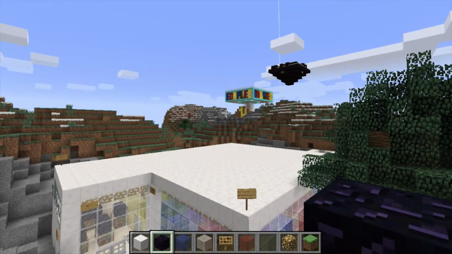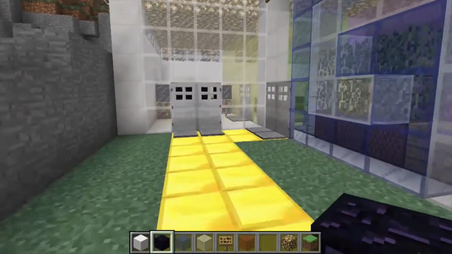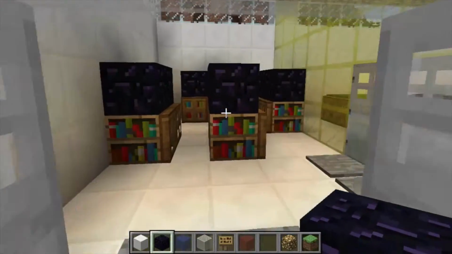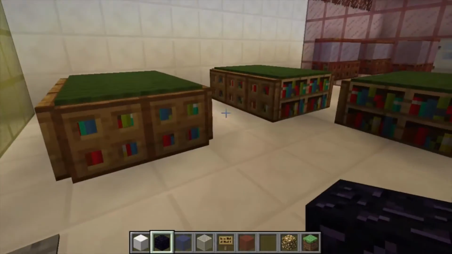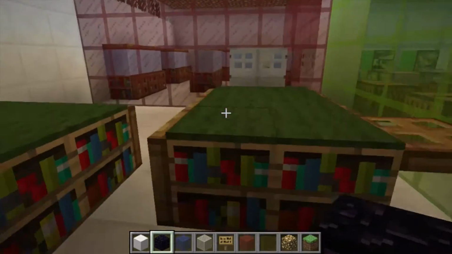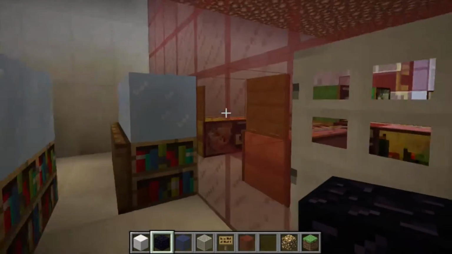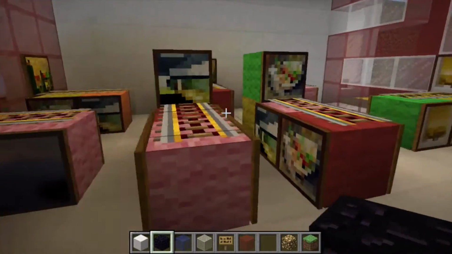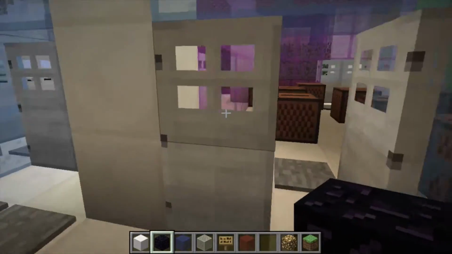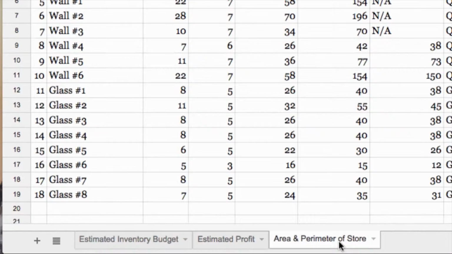Here's the Minecraft store I created as an example. This is my game store that sells items that you would need for any game room. Entering the store, you will first find the TV room. Next are the pool tables, the fish tanks, my favorite, the pinball machines, and last, the stereos. Now back to the Google spreadsheet.